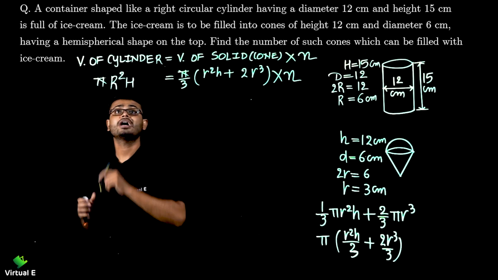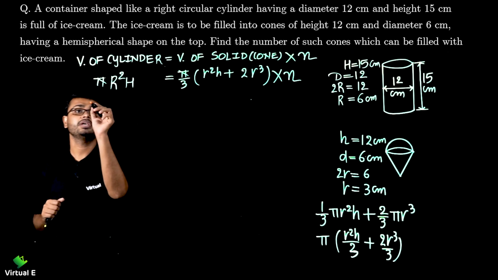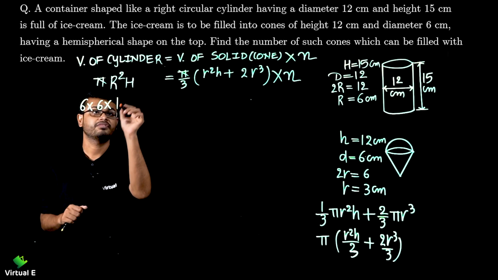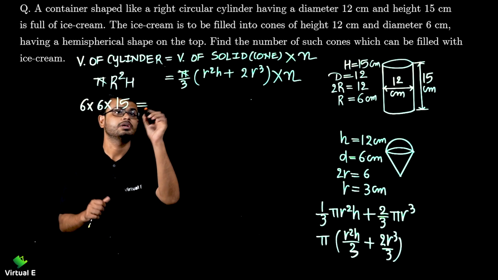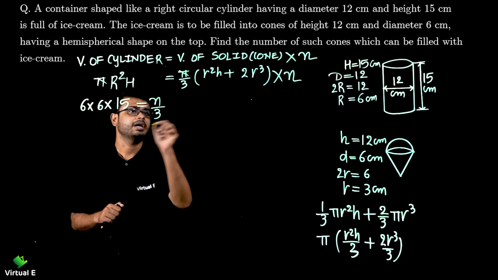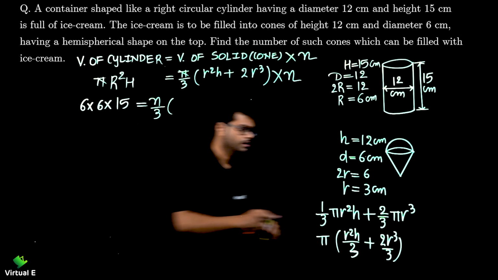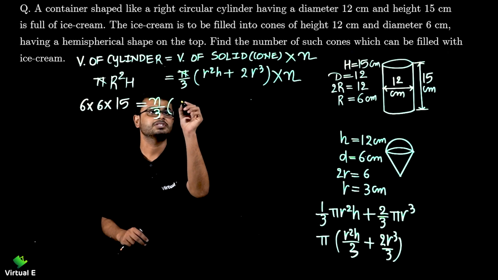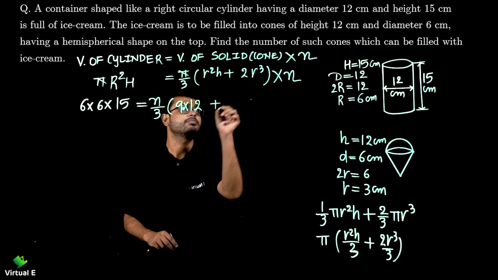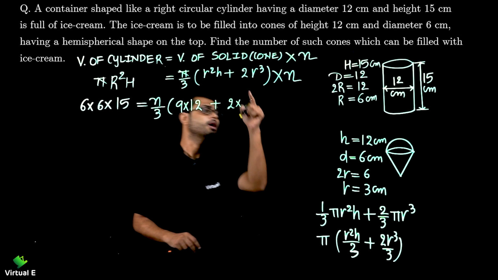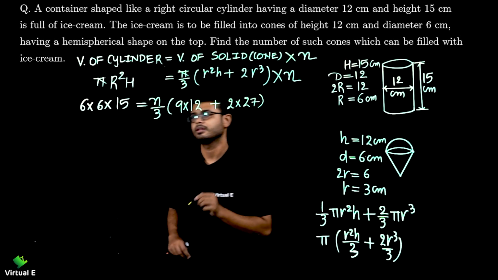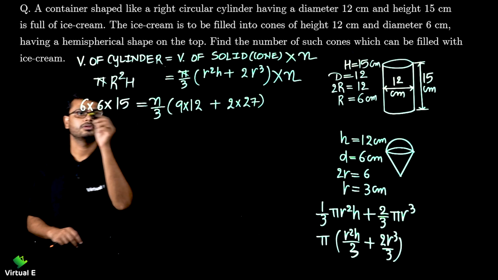Okay, so let's start. Here r square h, value of r is 6 centimeter. So 6 multiply by 6 and h is what? 15. It is equal to, let's write here, let's shift this n here. So n by 3 here, r square. So 3 into 3, that is 9. H is what? 12 plus 2 into r cube. Cube of 3, that is 27. Okay, done. So let's keep it as it is.